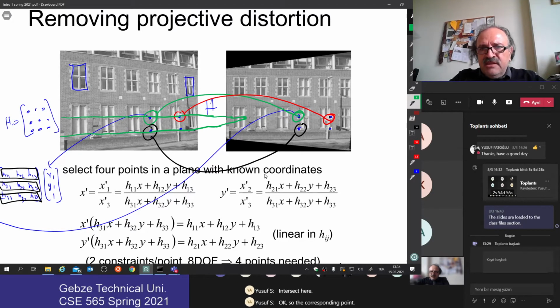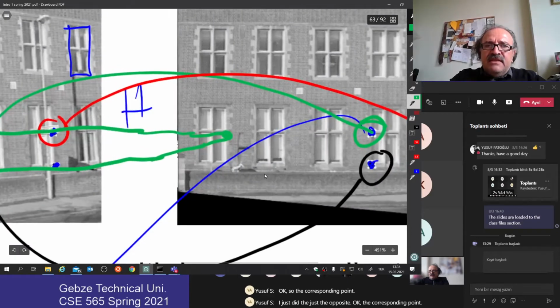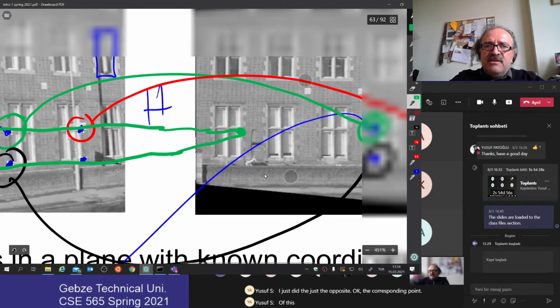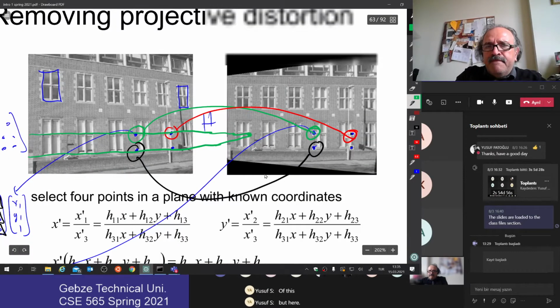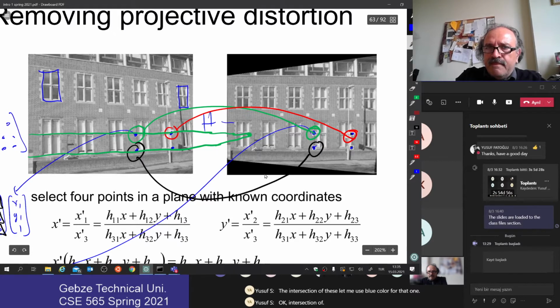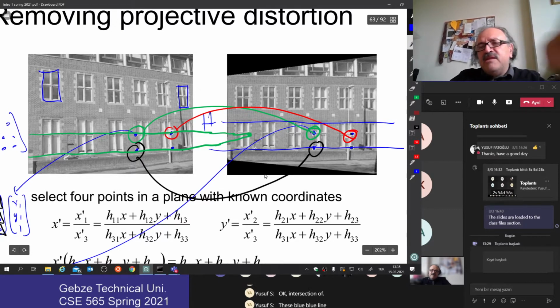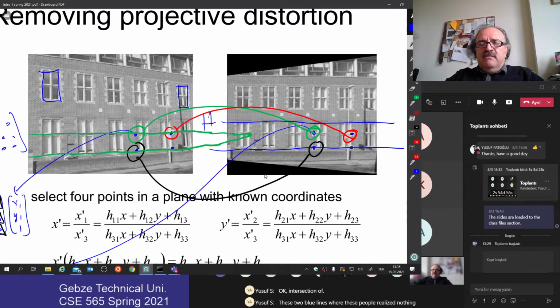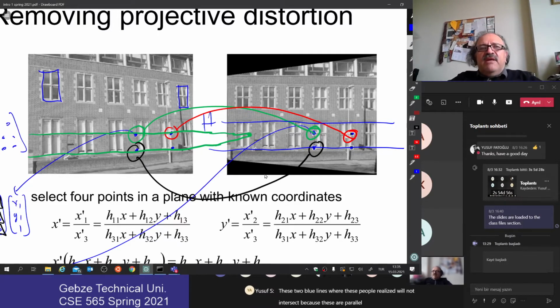So the corresponding point, I just did the opposite. The corresponding point of this dot here is going to be the intersection of these. Let me use blue color for that one. The intersection of these two blue lines. Well, these two blue lines will not intersect because these are parallel. That's what I'm trying to do.